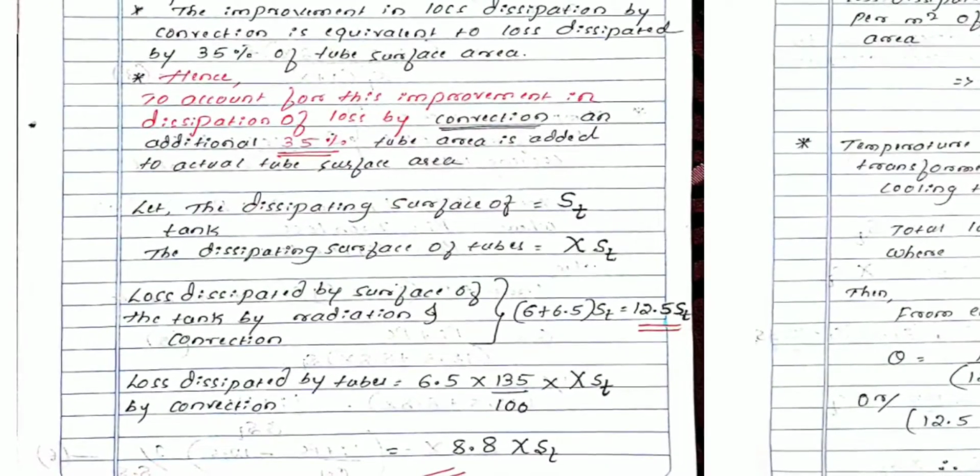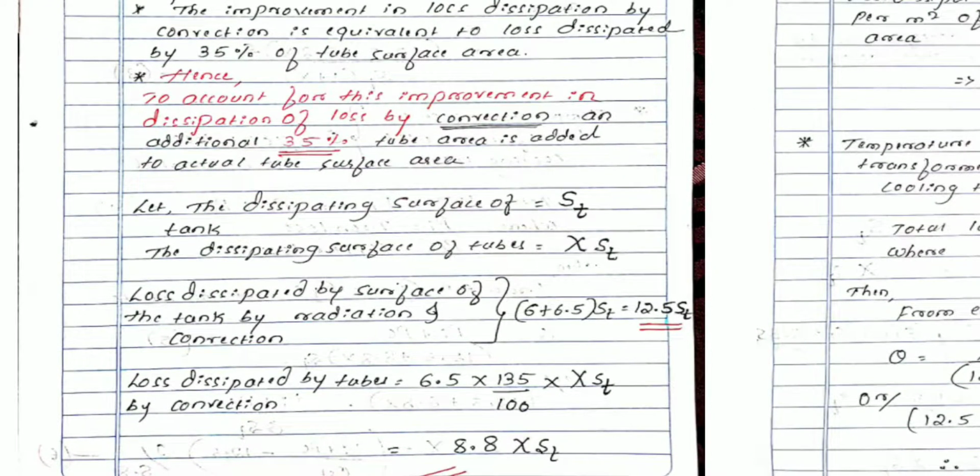Next, let me start with the derivation here. See here, the first point I have taken: what is the heading of this derivation? The design of a transformer tank as well as the cooling tubes. There are two important terms here.